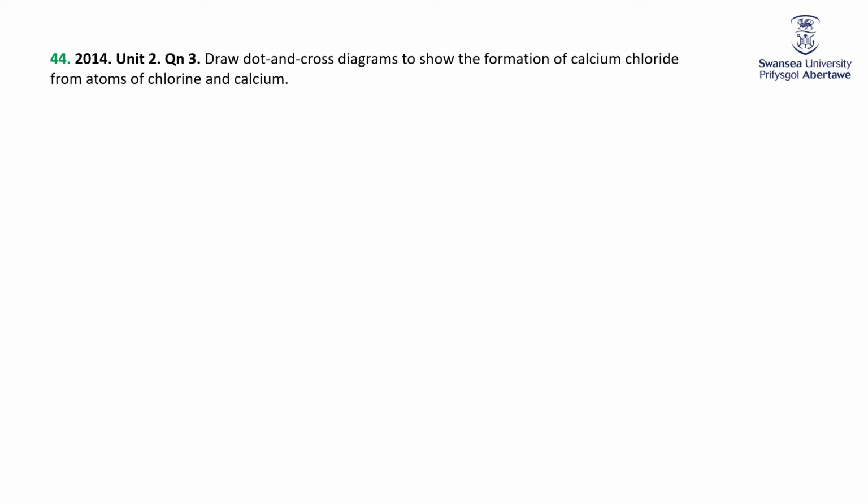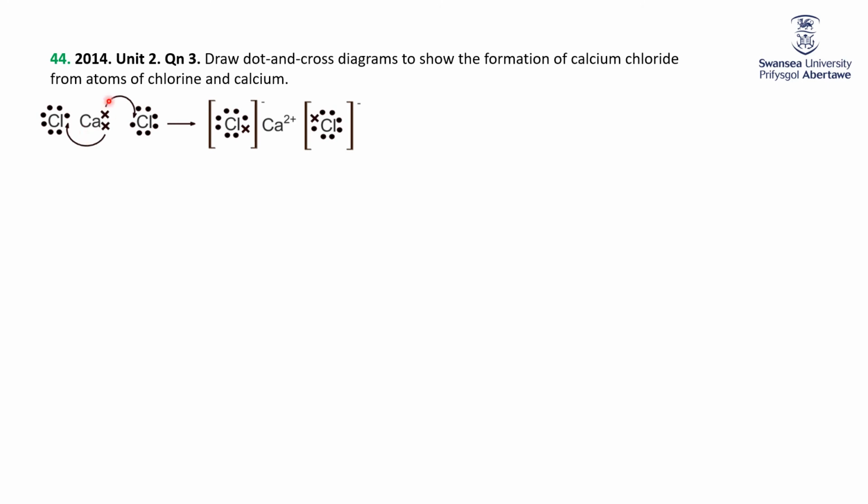Question 44, one of the more inane types of A-level question because you discussed this at GCSE. But anyway, forming calcium chloride from atoms of chlorine and calcium. Calcium has 2 valence electrons, and so we write it with 2 crosses. Chlorines each have 7 valence electrons, so we write those as 7 dots. So when calcium, which wants to make calcium 2+, is approached by chlorines, which want to make Cl-, the calcium gives up its 2 electrons, 1 each to each of the chlorines, thus making Ca2+ and 2 chlorides.